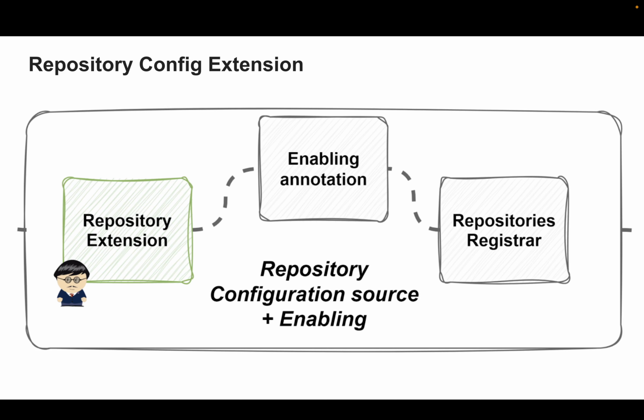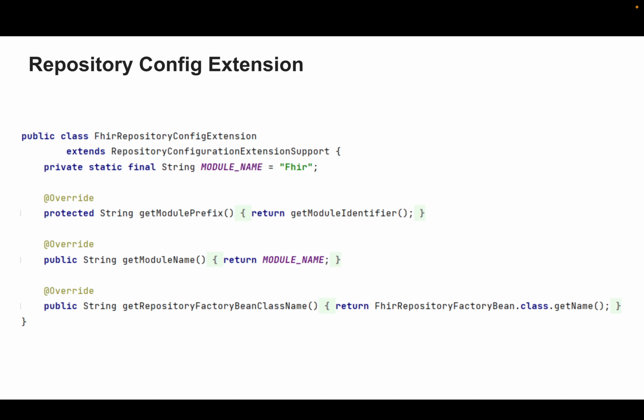The next set of steps is responsible for enabling our repository and providing a bean definition for it. The first step is the repository extension creation. The FHIR repository configuration extension is the class that provides information about the module name, the module prefix, and the factory bean class name.